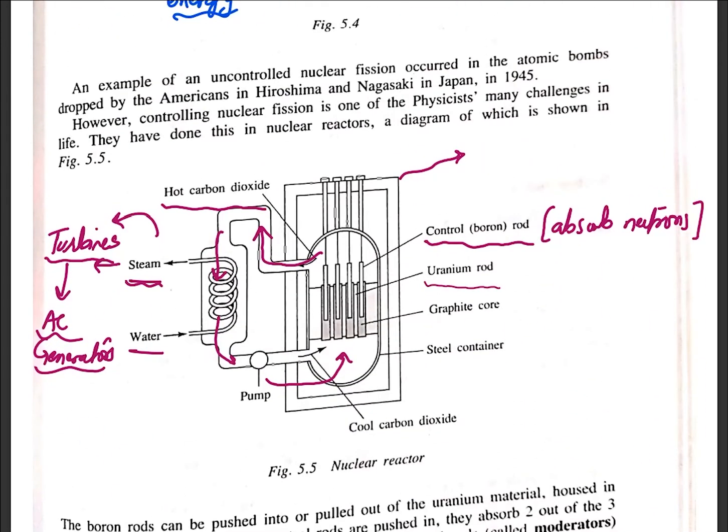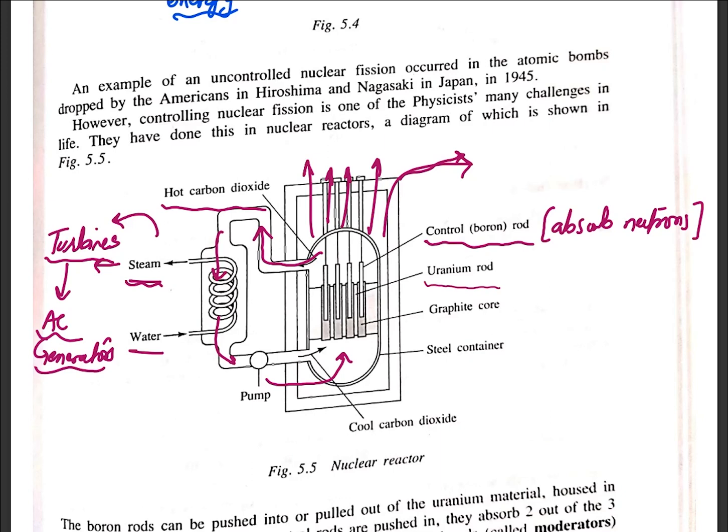If all the boron rods or control rods or moderator rods are taken out of the system, the reaction will happen uncontrollably. So, depending upon the output requirement of the power plant, if I need more power, I will take out the maximum number of control rods so that the nuclear reaction can take place at maximum speed, at maximum capacity, producing maximum thermal energy, then eventually producing maximum electrical energy.